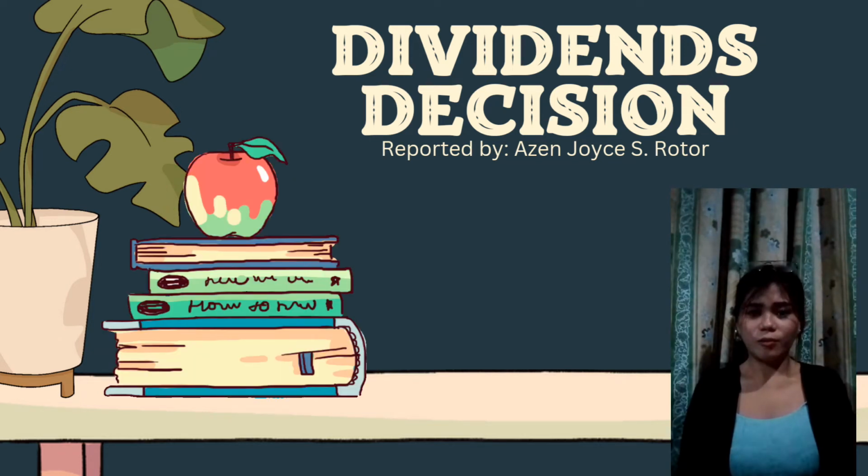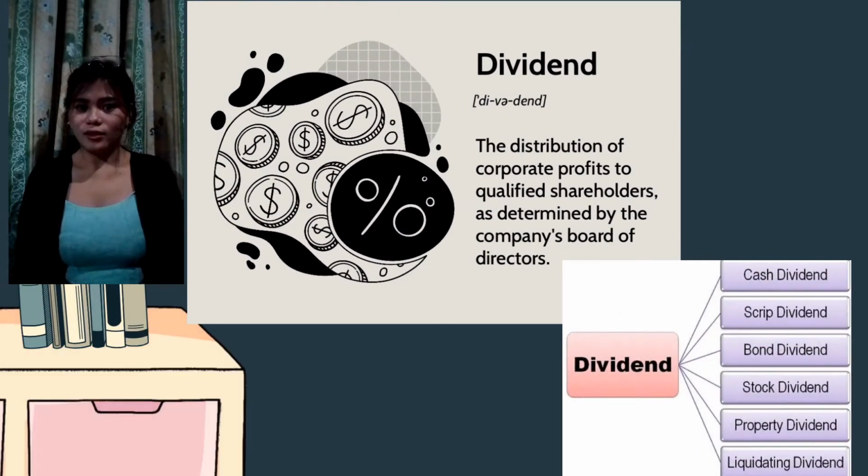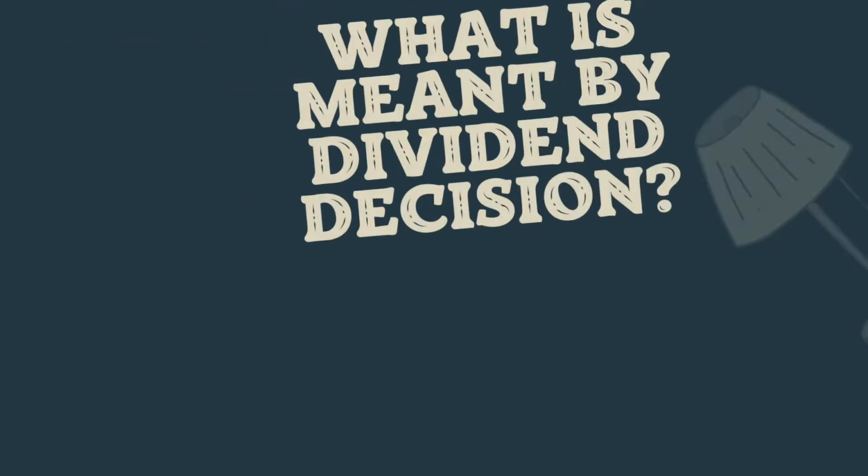In this video, my objective is to discuss the dividend decision. What is a dividend? A dividend is a distribution of corporate profits to qualified shareholders, as determined by the company's board of directors. There are types of dividend: cash dividend, scrip dividend, bond dividend, stock dividend, property dividend, and liquidating dividend.